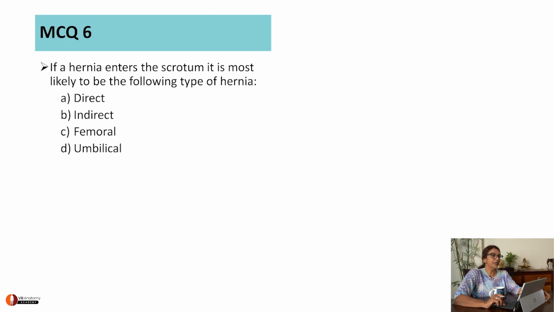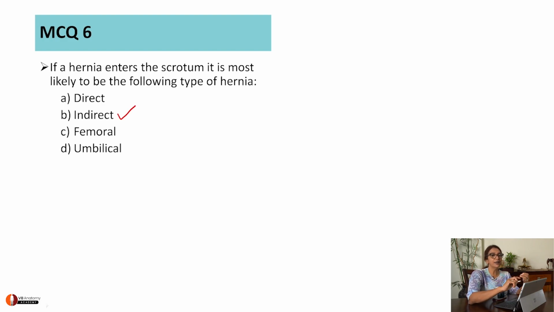MCQ 6. If a hernia enters scrotum, it is most likely to be the following type of hernia. Direct rarely enters the scrotum, it's so big. Okay, indirect, yes, from deep, through canal, superficial and down, possible. Femoral is lying below, it cannot enter the scrotal sac. Umbilicus is lying too above to enter the scrotal sac. So according to me, indirect B is the option.